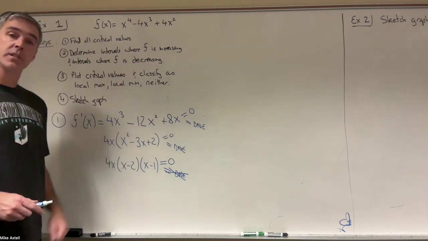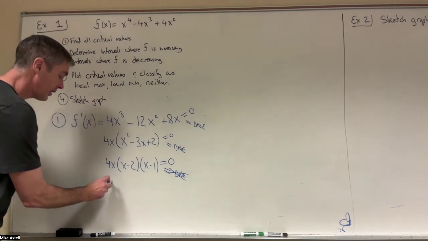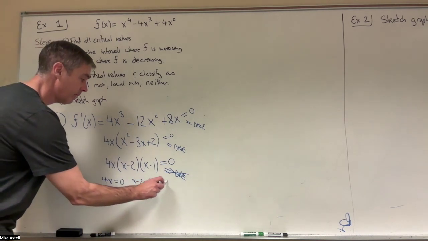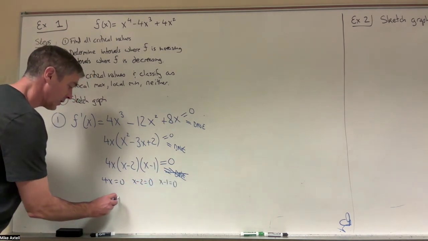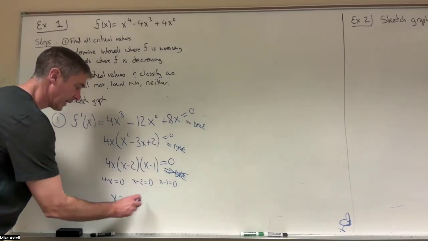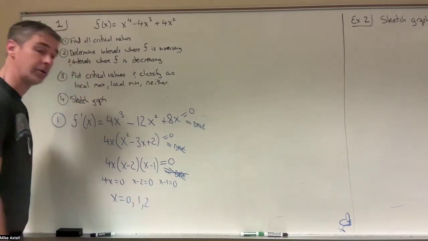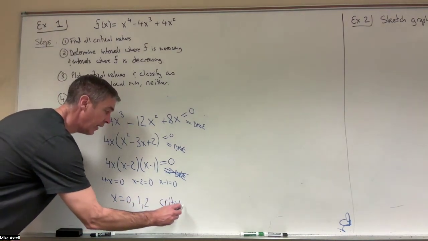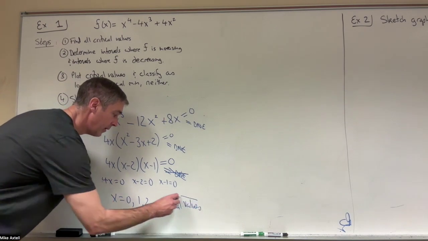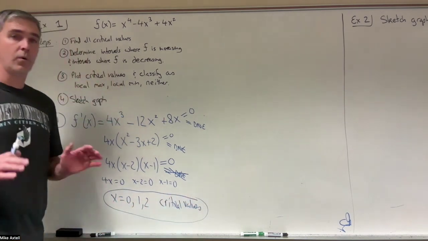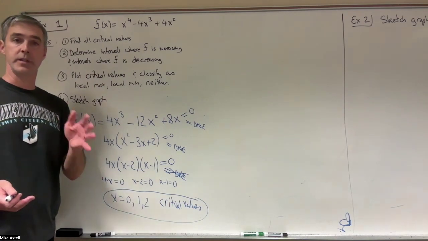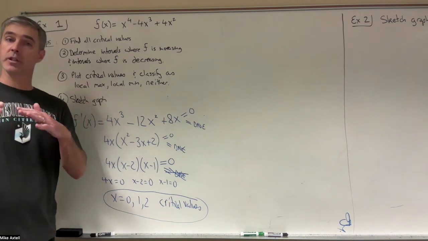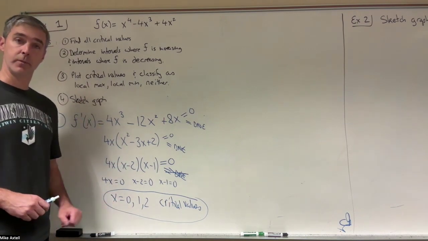Okay? All right, so if I just set it equal to 0, I can just set each part equal to 0. So I get the x values of 0, x equals 1, and x equals 2 if I put them in increasing order. So these are my critical values. These are the only places the graph can switch from increasing to decreasing or decreasing to increasing, okay? Those changes in the graph only happen at critical values, right?